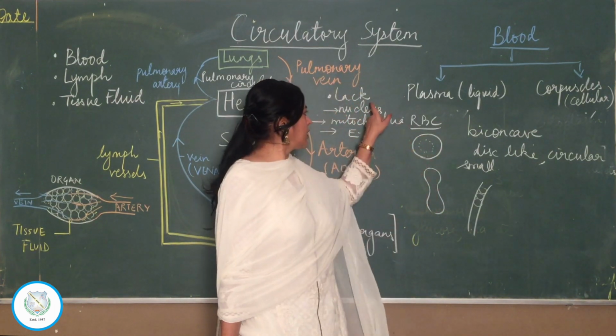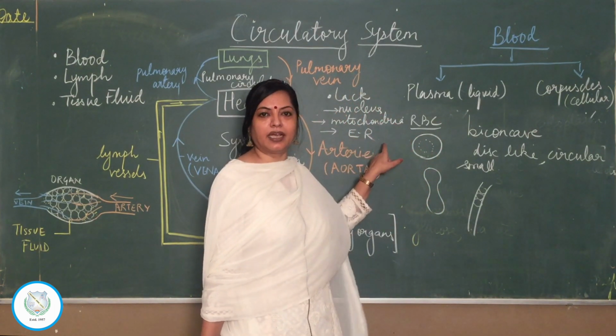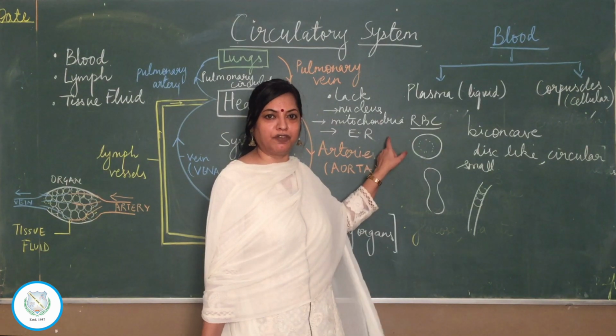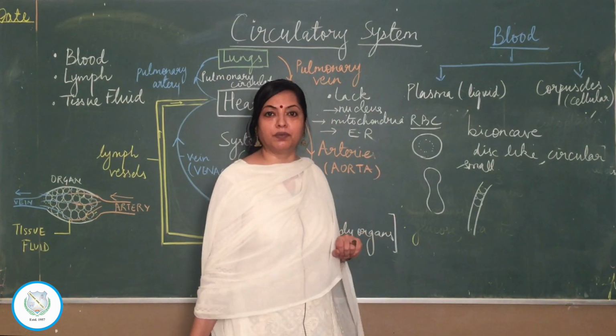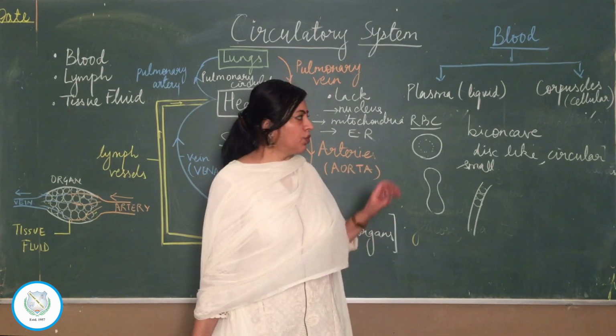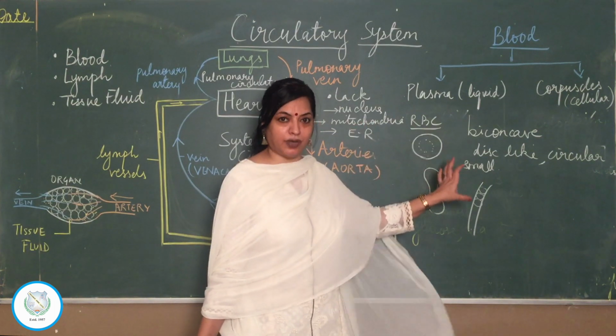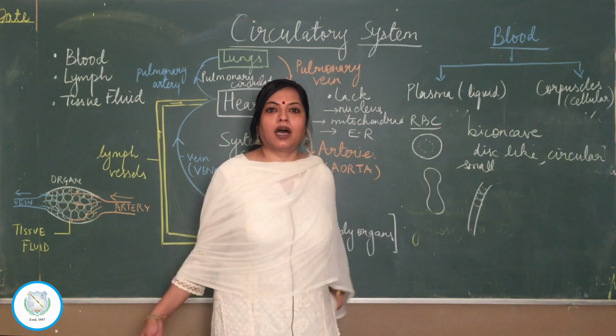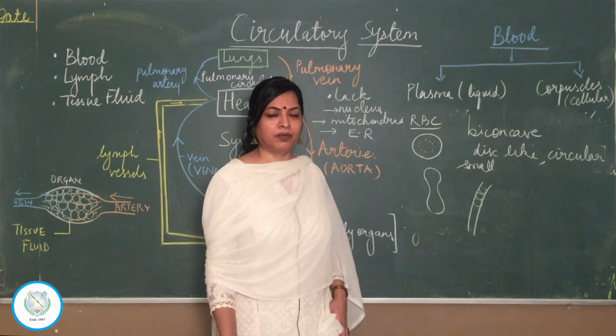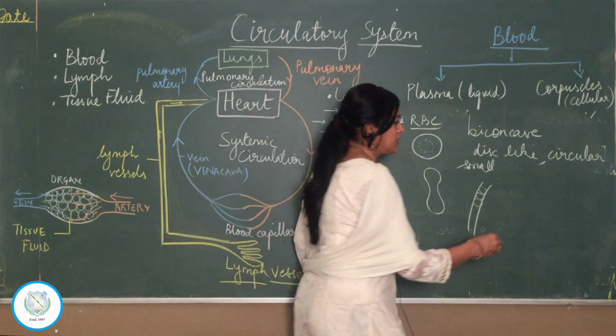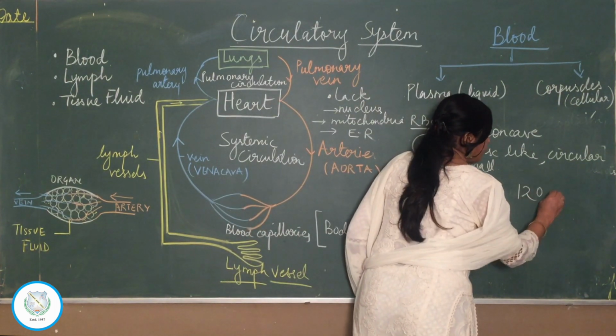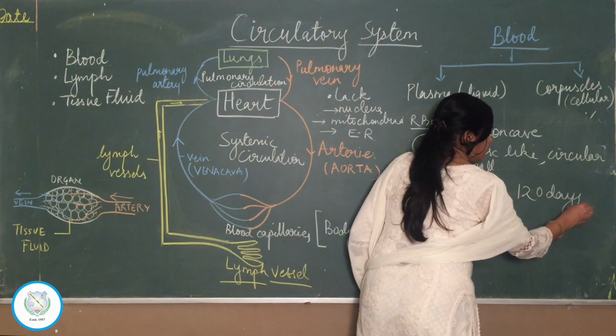So these are the three deficiencies, and I have explained to you how these deficiencies make the RBC more efficient. So this is about RBC's structure. Next comes the RBC's lifespan. RBCs live for a period of 120 days.